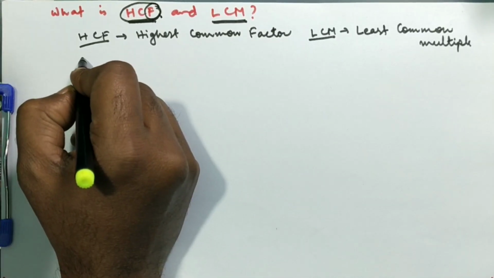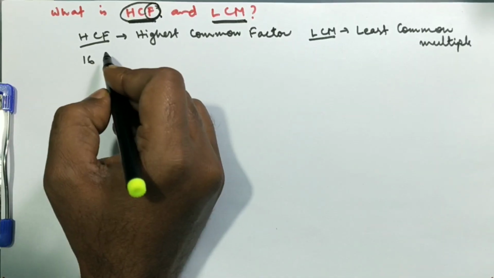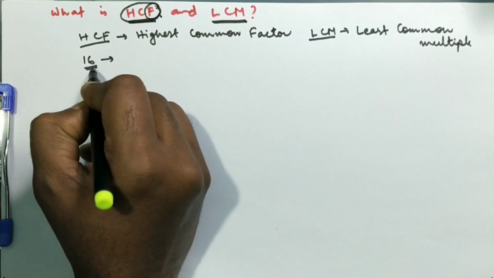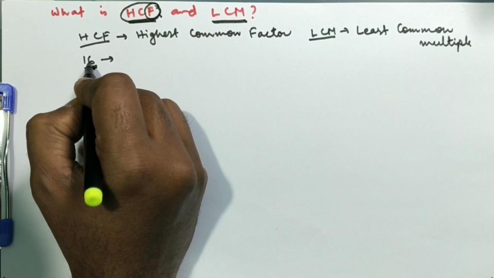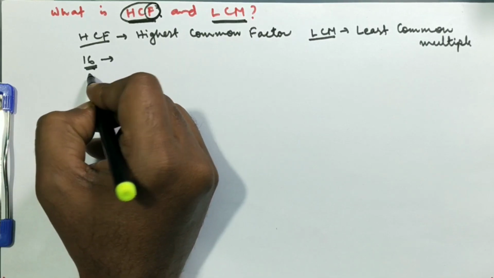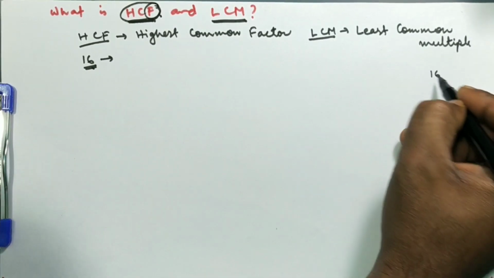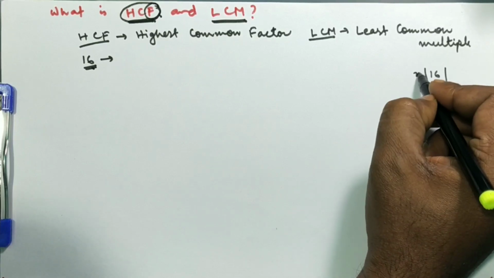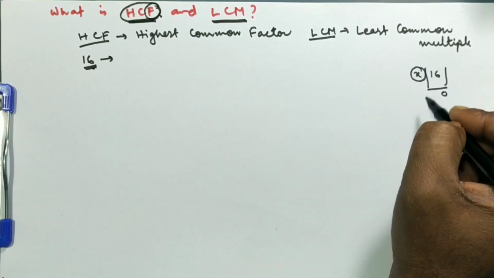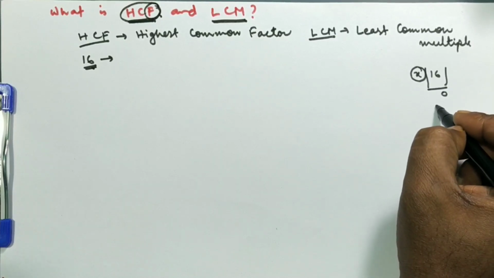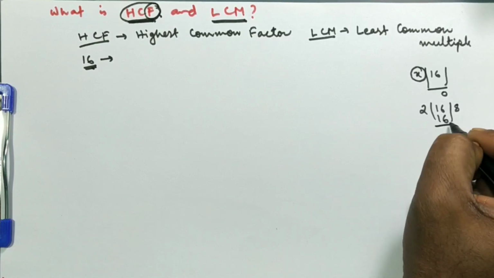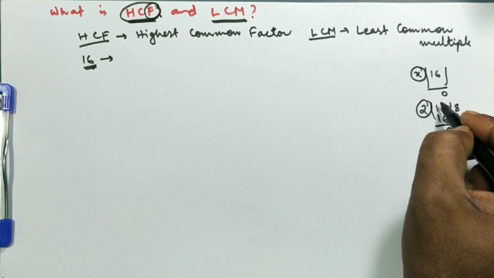Suppose we have a number that is 16. Here, if we want to know about the factor, factor means the number by which if we divide 16 there will be a remainder of 0. If we divide 16 with any number, if the remainder is 0, then this is the factor. Like suppose if we divide 16 with 2, we will get 8 times here and the remainder is 0. So this 2 is a factor of 16.